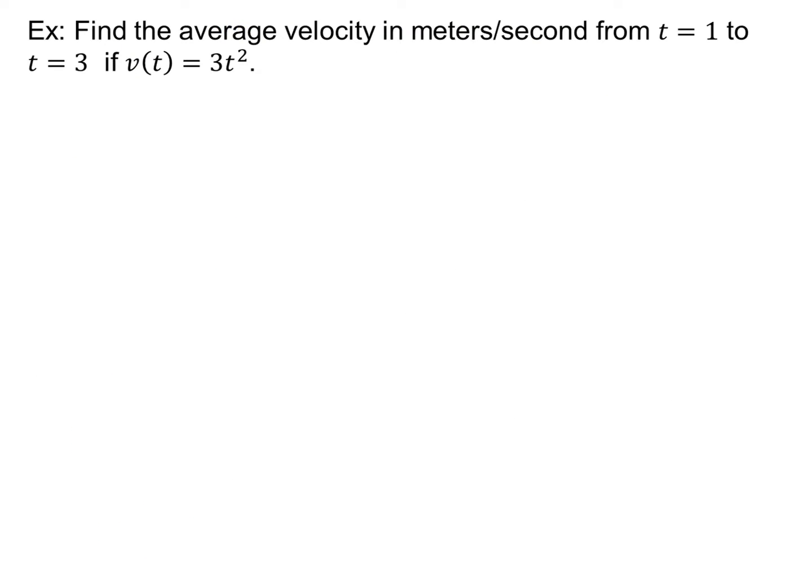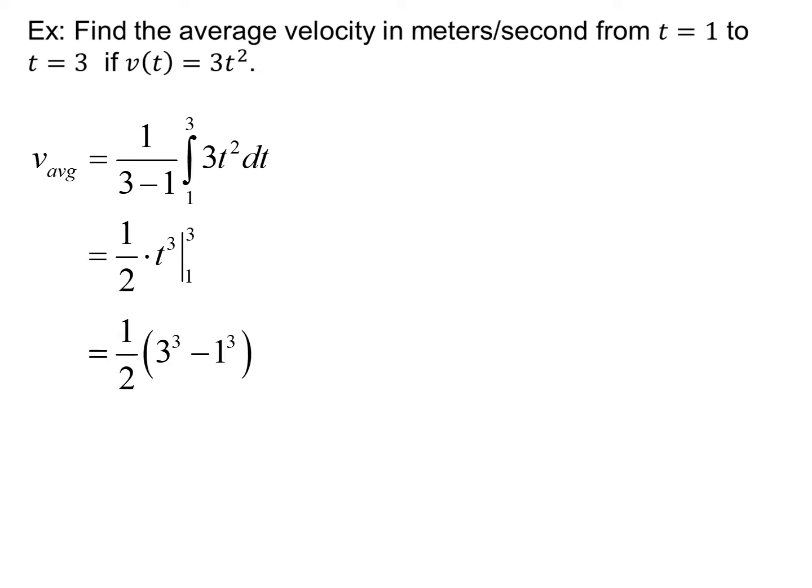Okay, so let's find the average velocity in meters per second from 1 to 3, given the velocity function. So 1 over b minus a times the integral from a to b of v of t. If we evaluate this, we get 13 meters per second.